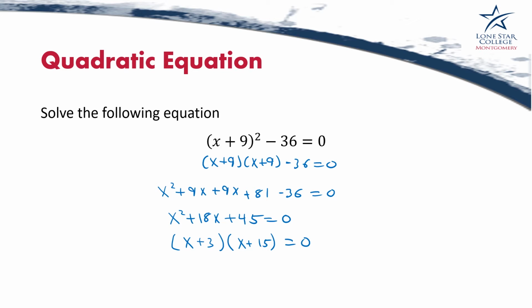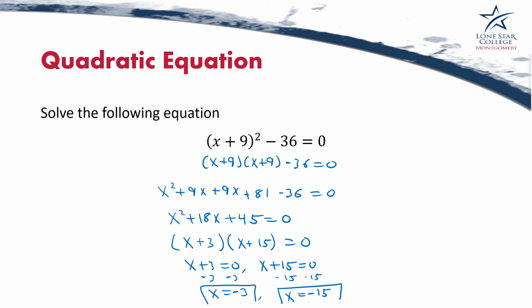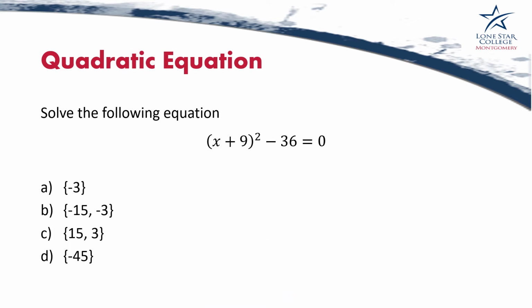Now that it's factored, we set them both separately equal to 0 and solve for x. Subtract 3, negative 3, that's one answer. And minus 15 gives x equals negative 15. That would be the answer. So our answer would be x equals negative 3 and negative 15, or you can write this as the solution set negative 3 comma negative 15, either way. So the choice is B, negative 15 comma negative 3.